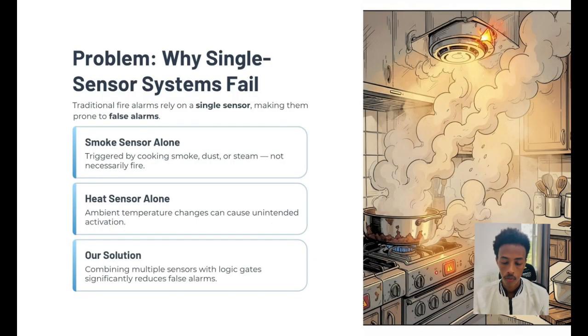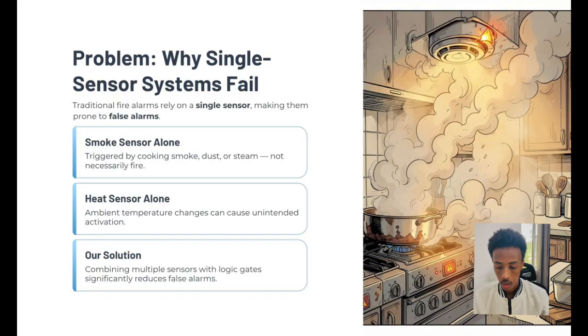Hi, Assalamualaikum. My name is Muhammad Abdullah Farah. Now I'm going to explain the problem that our project is trying to solve. The question is, why does a single sensor system fail? Traditional fire alarm systems can use only one single sensor. The problem is that one sensor is not always reliable, and it can cause false alarms.